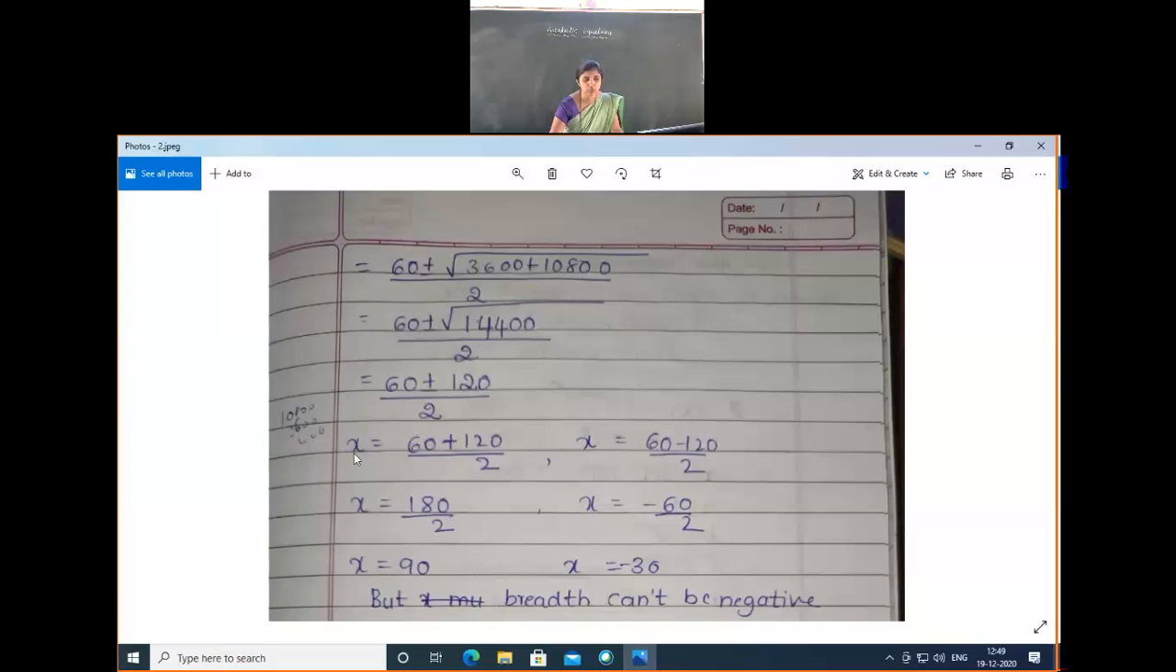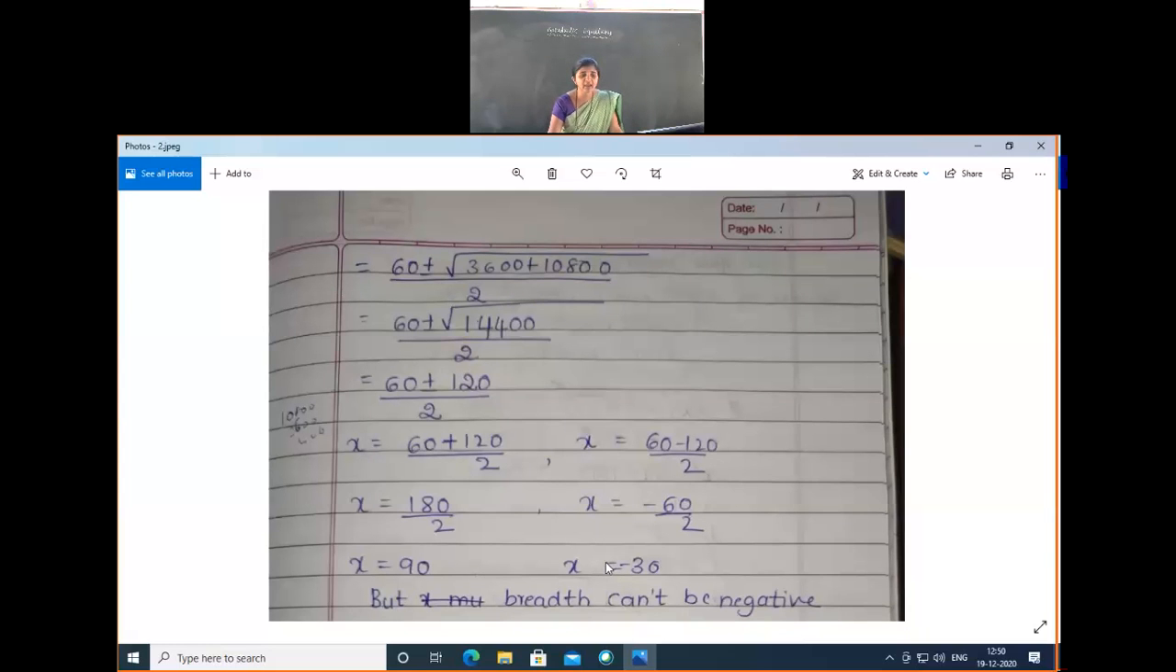Then x is equal to 60 plus 120 by 2, or x is equal to 60 minus 120 divided by 2. x is equal to here 180 by 2. Here x is equal to minus 60 by 2. Then x is equal to 90. x is equal to minus 30.